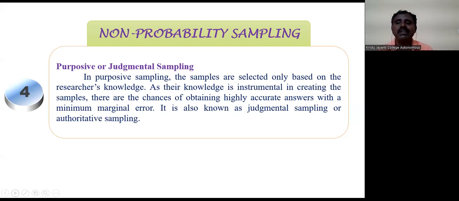Here the samples are selected only based on the researcher's knowledge. As their knowledge is instrumental in creating the samples, there are chances of obtaining highly accurate answers with minimum error. This is also known as judgmental sampling or authoritative sampling.